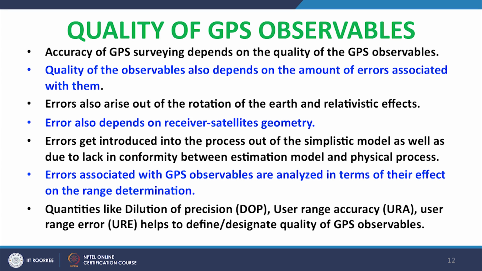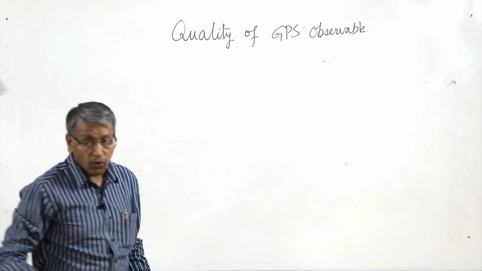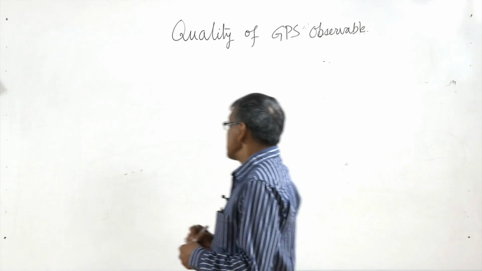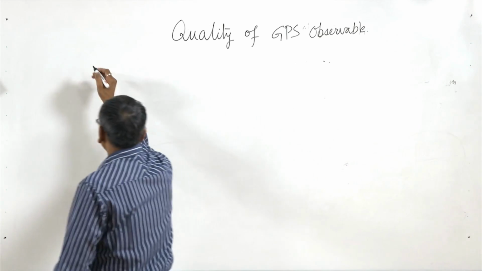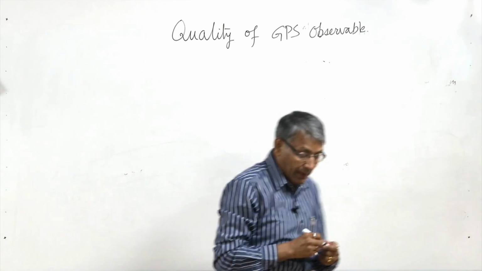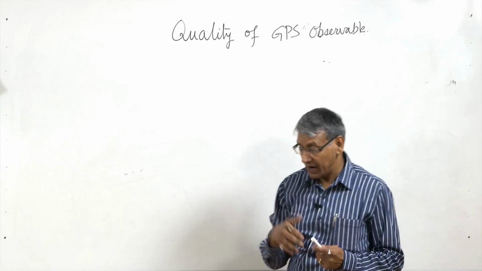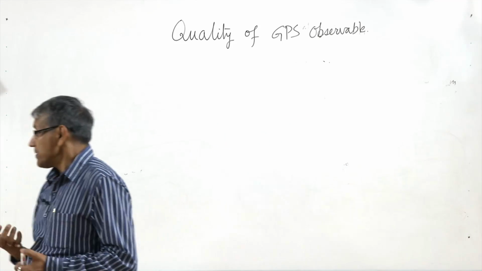Anyway, ultimately the quality of the GPS observable will depend on the amount of error that is present in the observable. So now I will talk about the quality of GPS observable. The quality of the GPS observable will depend upon the amount of error it has.